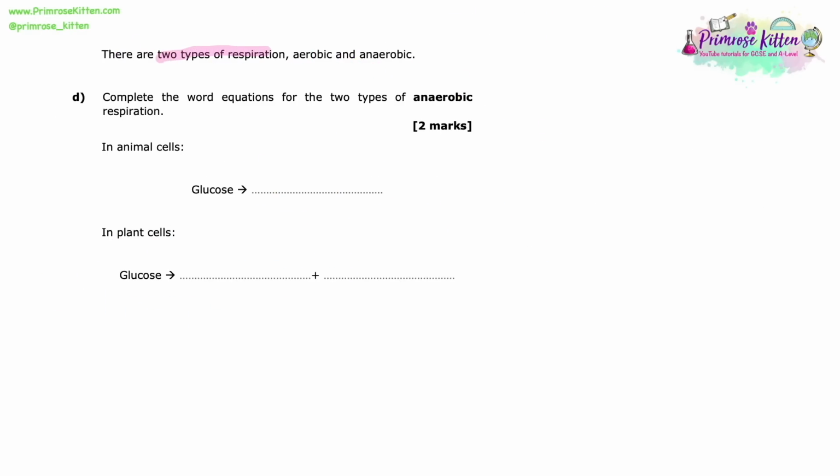There are 2 types of respiration, aerobic and anaerobic. Complete the word equations for the 2 types of anaerobic respiration. So immediately it's helpful that it's in bold, but immediately I'm thinking no oxygen when I see the word anaerobic. That's what that means. So I'm going to note that down to remind myself. It's the word equation, so no symbols, no cheating by just writing symbol equations instead. So the first one says in animal cells, glucose breaks down to what? It is lactic acid. And in plant cells, it's glucose breaks down to ethanol and carbon dioxide.